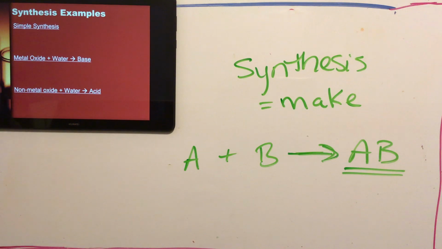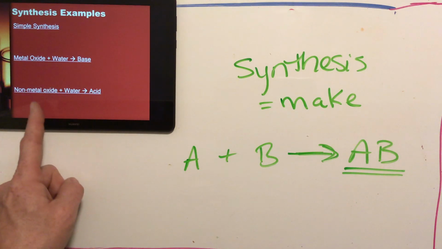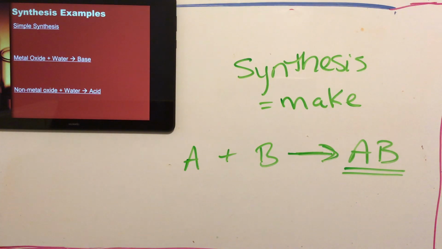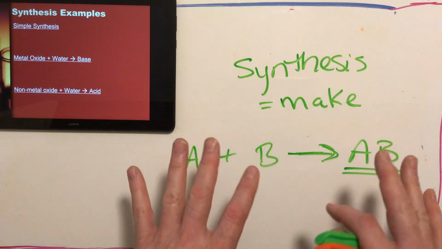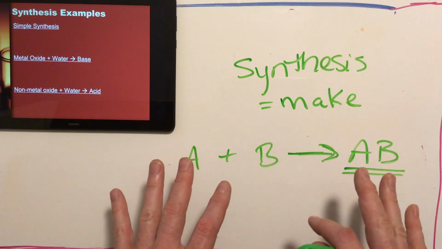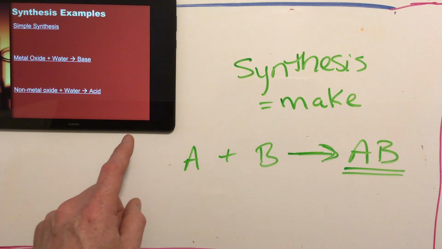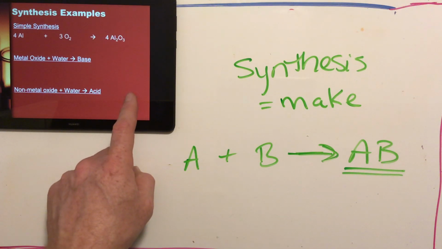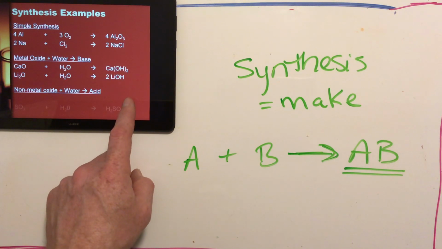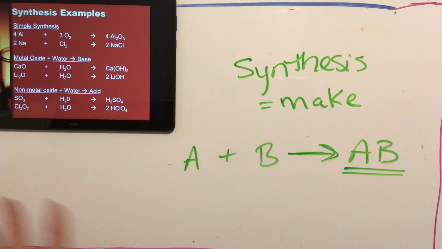So the three types of synthesis reactions, we have simple synthesis reactions. Basically, when you take two elements and throw them together. Then there's the formation of bases by using a metal oxide and water. And then the formation of an acid from a non-metal oxide and water. So I'm going to draw several examples here for you, and then we'll go from here. All right, so if you have your note, this is kind of what you'll see.